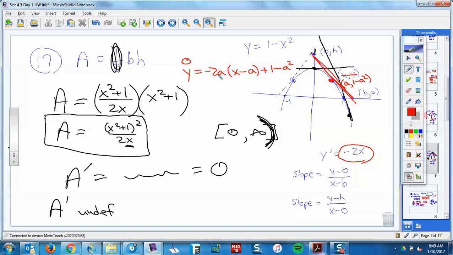And they solved that for x. They said, where does this cross the x-axis? And they solved that for x. Well, that's their b. So that's how they found b.